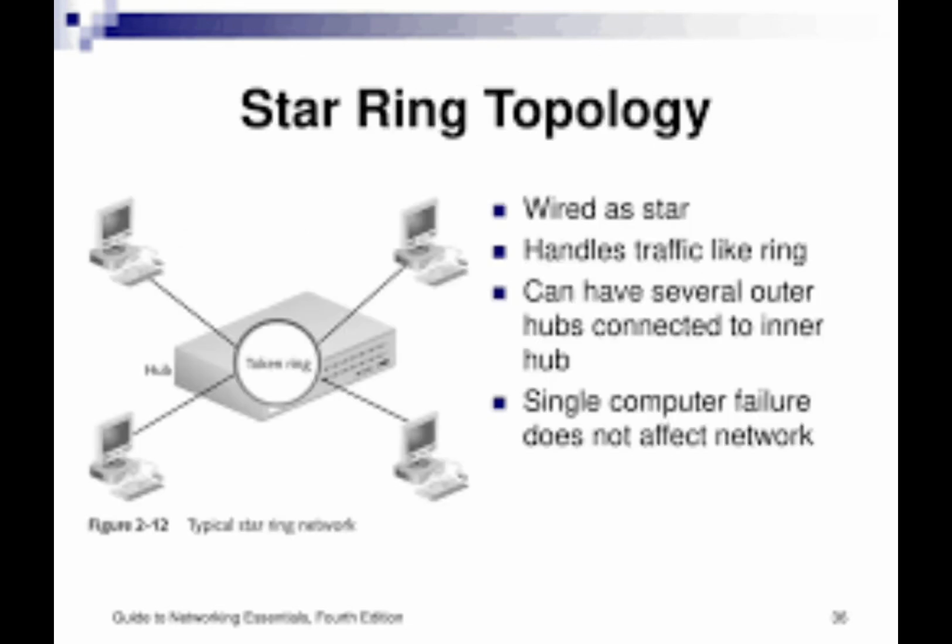The last one is star ring topology. A network that is wired as a star but that handles network traffic like a ring is a star ring topology. Again, a single computer failure does not affect network traffic. Several outer hubs can connect to the inner hubs, extending the inner ring.